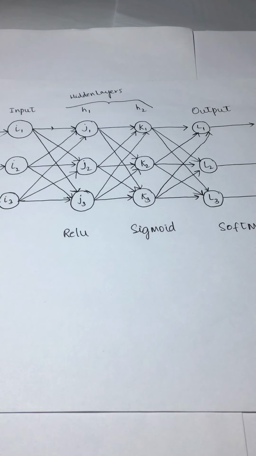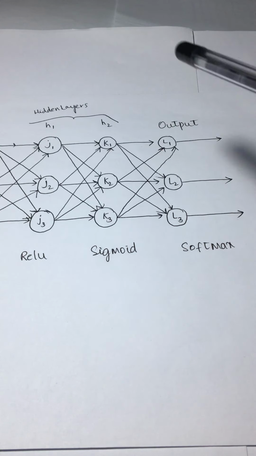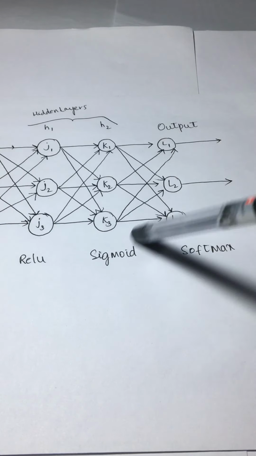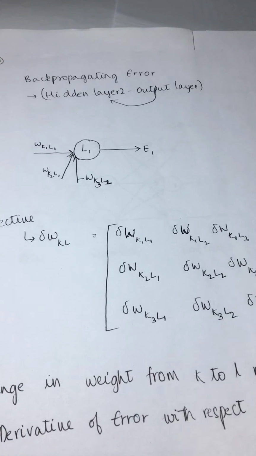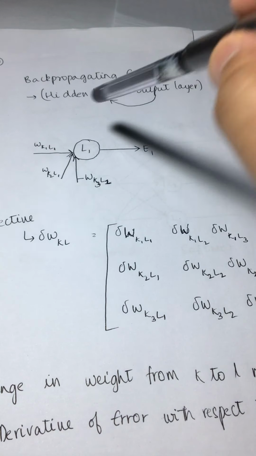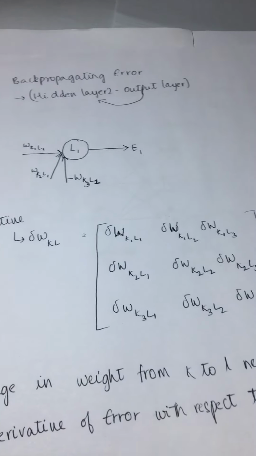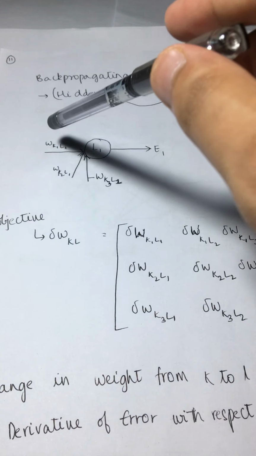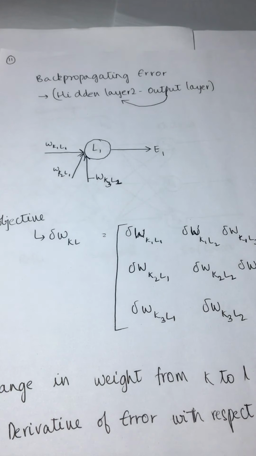Now, what we do in backpropagation is, we are basically at the output stage, correct? Now we are moving from the output to the second hidden layer, right? That is what this represents. So you are back propagating the error. Consider this L1, which is this particular node. Over here you have three inputs: K1 L1, K2 L2, K3 L3. So what you have to do is back propagate the error.